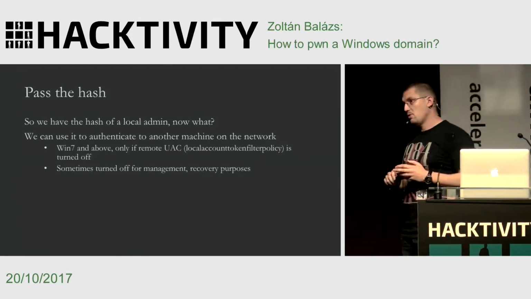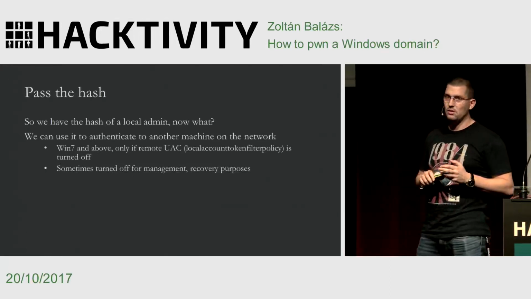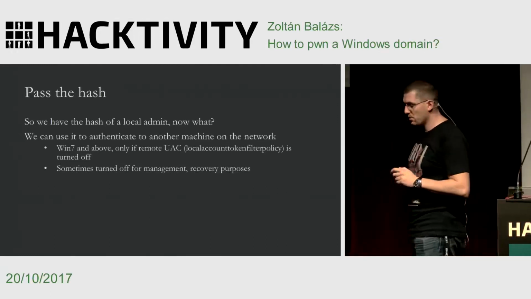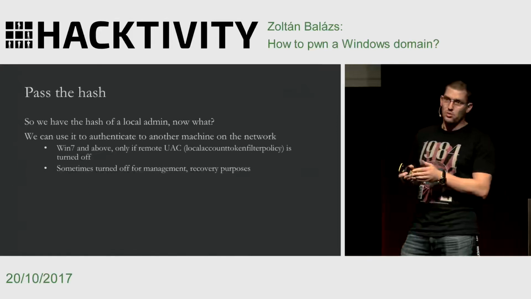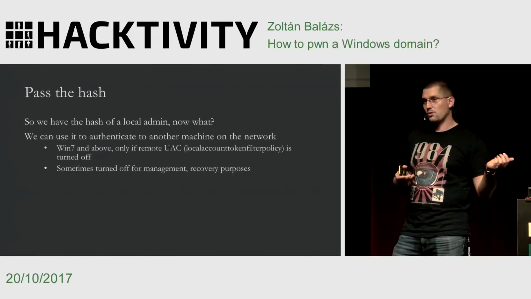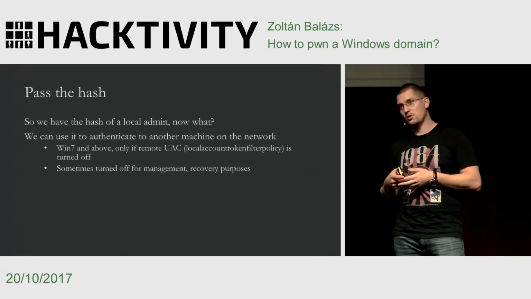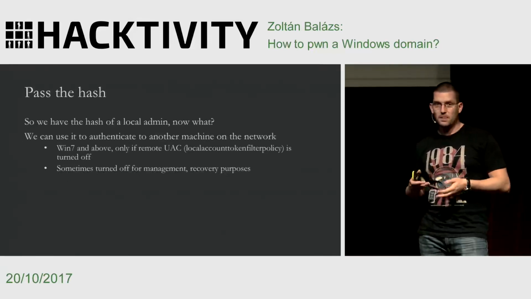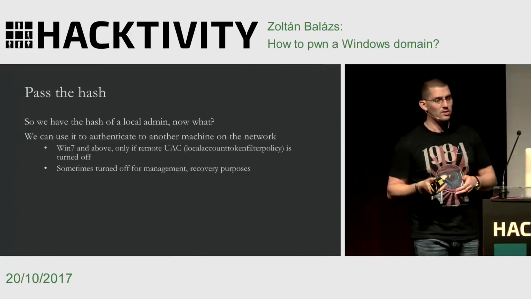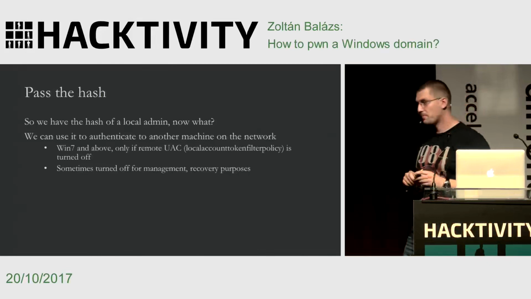In Windows 7 and above, there was a new policy applied which prevents the pass the hash attacks by default. And this policy says that if a machine is already connected to a domain and a remote user tries to log in to this machine with local admin privileges and with this hash, then it's denied. Some people call this feature remote UAC. The long Microsoft name is Local Account Token Filter Policy.